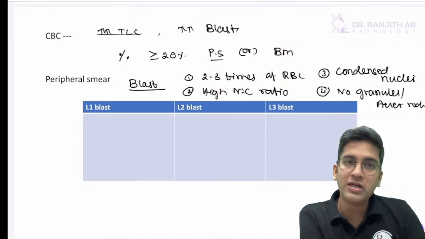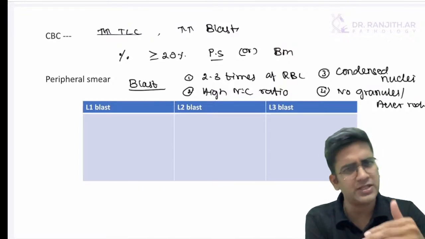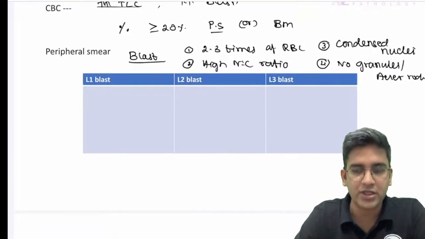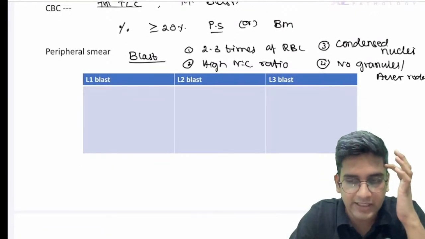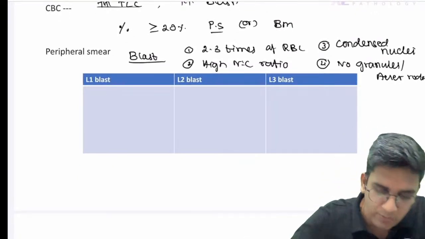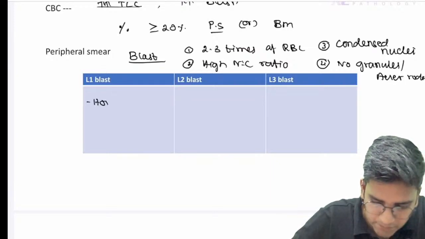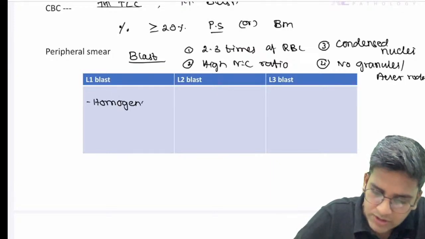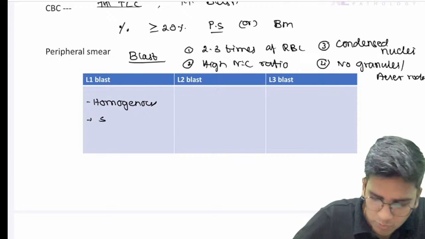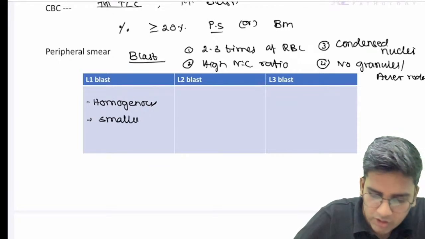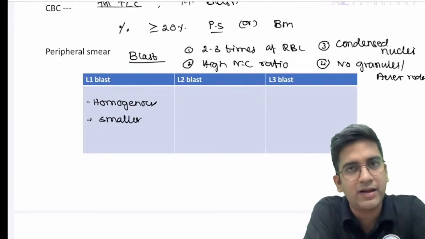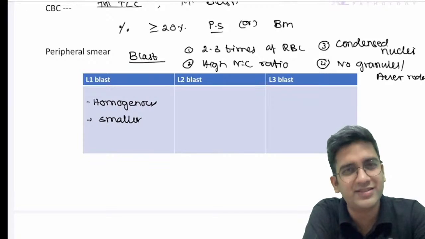So we have an old classification of L1, L2, L3 blast. Do write them, because most of your lecturers, at least at undergraduate level, will expect this. L1 blast is very homogeneous. What do I mean by homogeneous? They'll be a little bit smaller and more or less similar in size. If I have 100 blasts, most of them are more or less the same size.